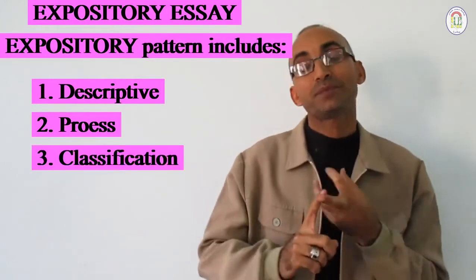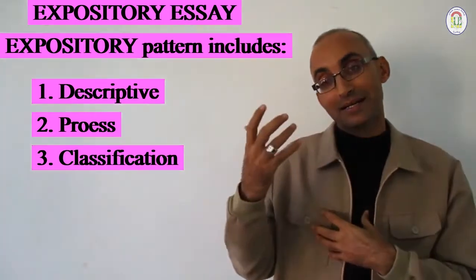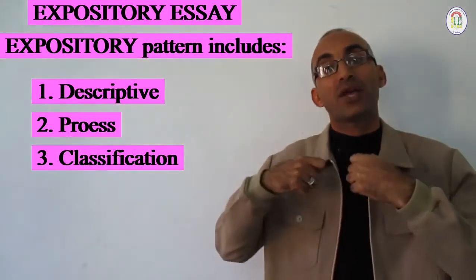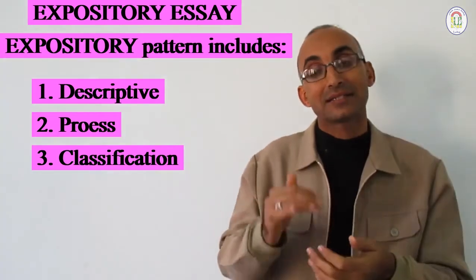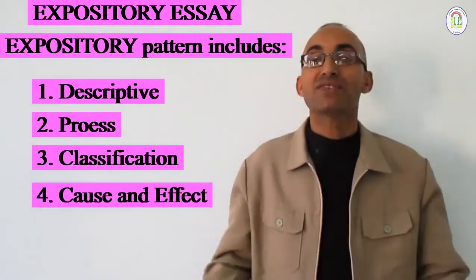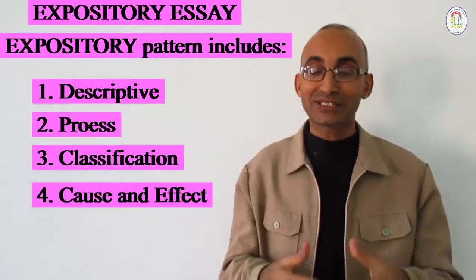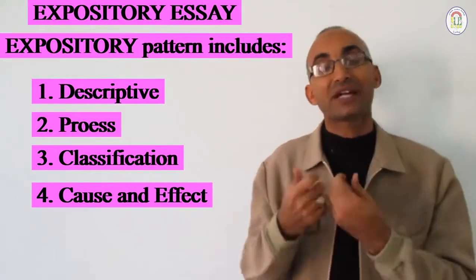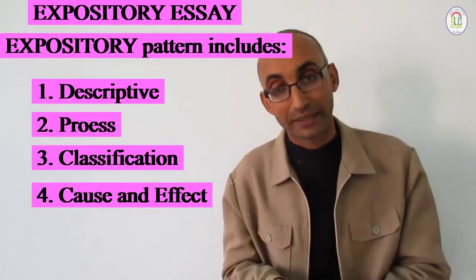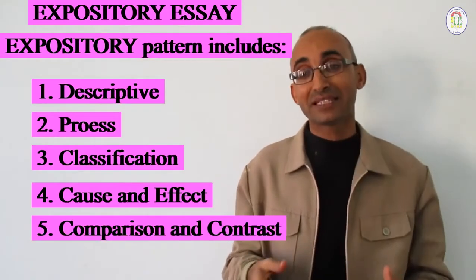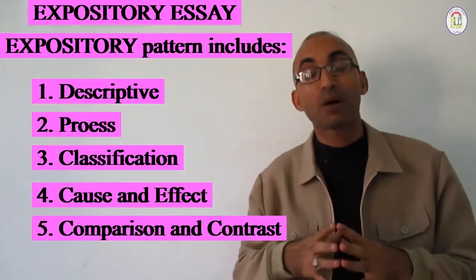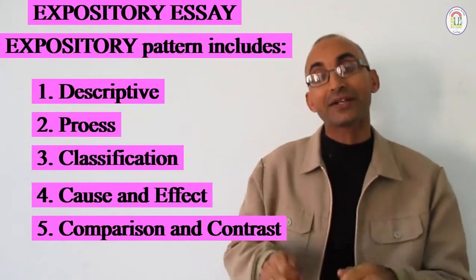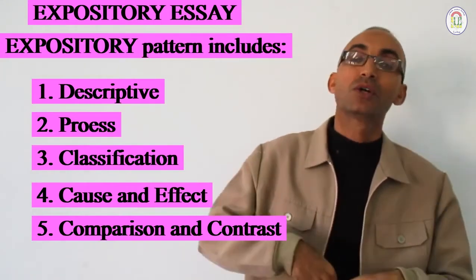Also, the classification pattern of writing. They say so because when we determine and discuss the classes or the different types of a certain topic, we are providing the reader with information about that topic's classes and types. Even the cause and effect pattern of writing is included under expository writing, because here also we inform the reader and explain to him different causes or different effects or consequences of a certain topic or phenomenon. And even the comparison and contrast pattern of writing is a kind of exposing facts. We expose the similarities and differences, so here also we explain to him the aspects of this similarity or of this difference.